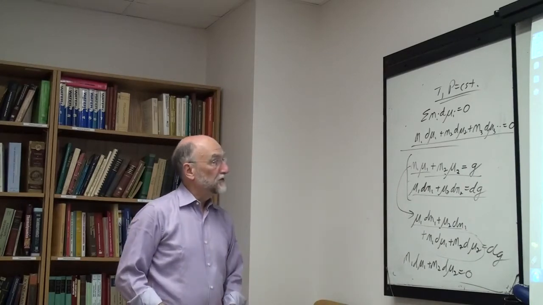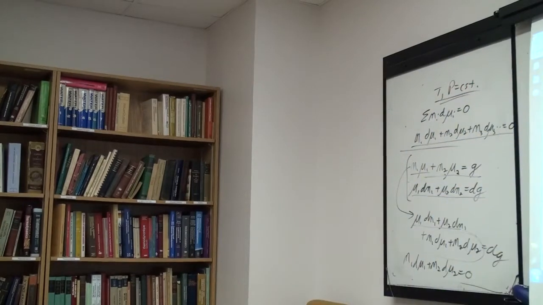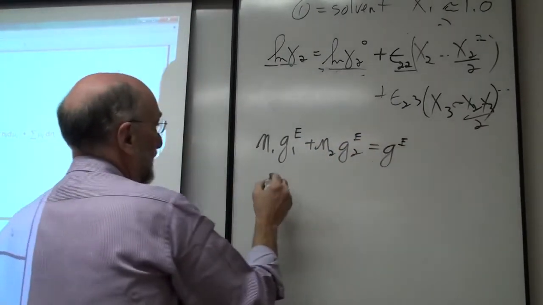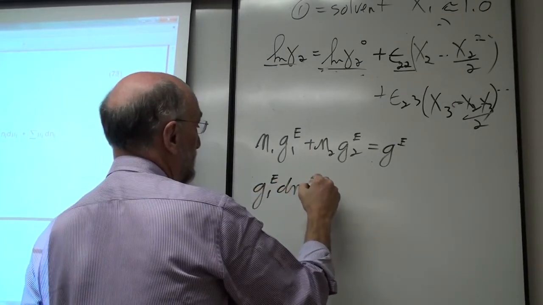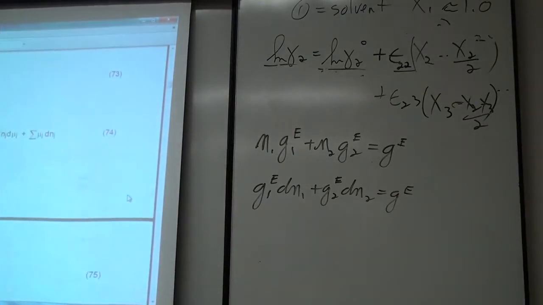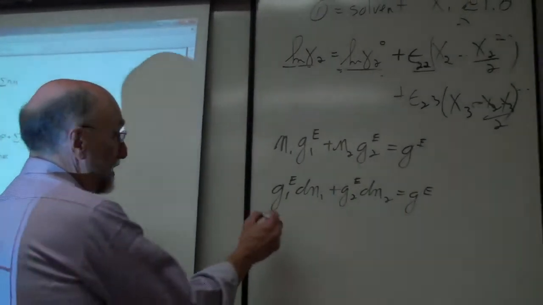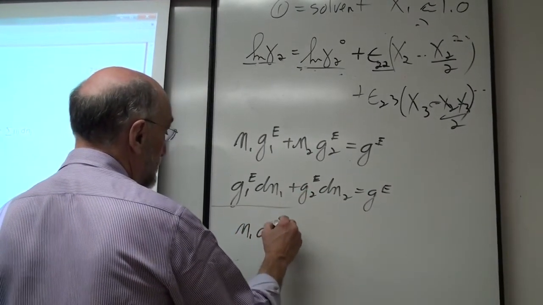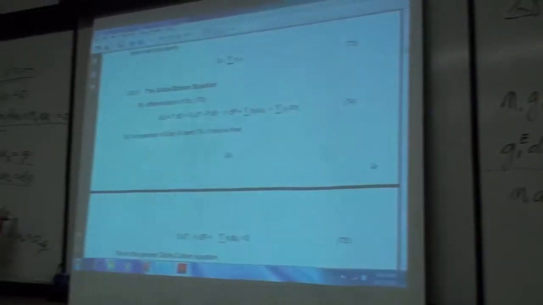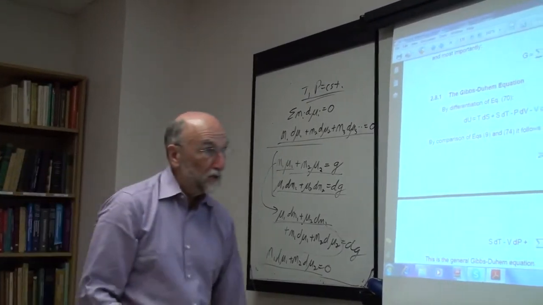Now, I've done this for G, where mu1 is basically G1. This would apply to any extensive property, so I can do it for G excess. I can write n1 Gxs1 plus n2 Gxs2 equals Gxs, and Gxs1 dn1 plus Gxs2 dn2 equals dGxs. So these two equations are the same as those two; you just replace the total by the excess. Therefore you get another form of the Gibbs-Duhem equation: n1 dGxs1 plus n2 dGxs2 equals 0. So you can have the Gibbs-Duhem equation n1 dG1 plus n2 dG2 equals 0, or you can write n1 dGxs1 plus n2 dGxs2 equals 0.